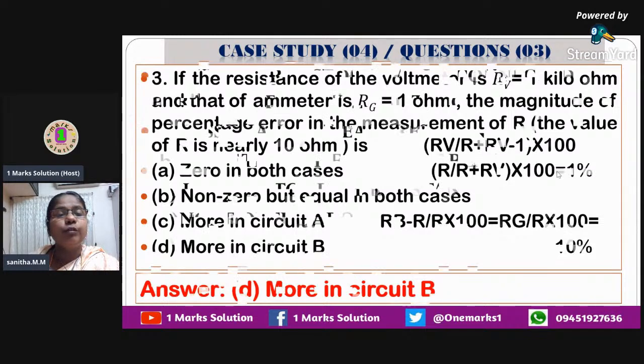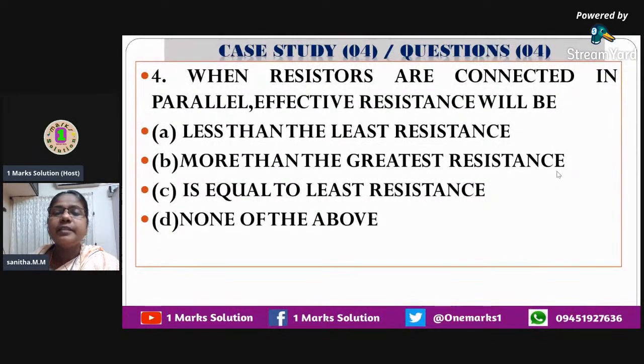Now we can go for the fourth question. When resistors are connected in parallel, effective resistance will be. In this case study, we have made a conclusion. We already know about resistance in series and parallel. We can say that when they are connected in parallel, always, what will be the answer? Less than the least resistance. It will be less, not only less, we can say it will be less than the least resistance.